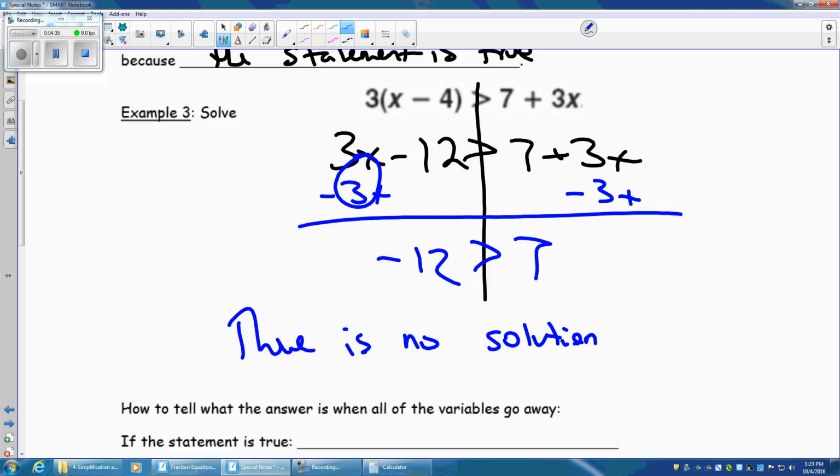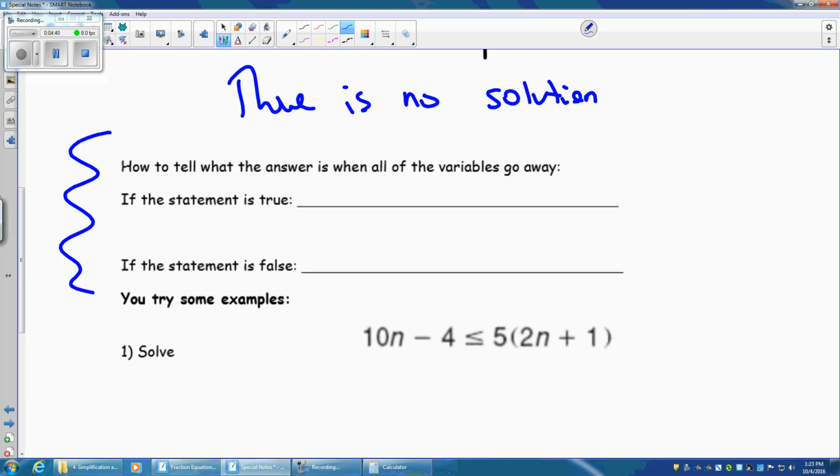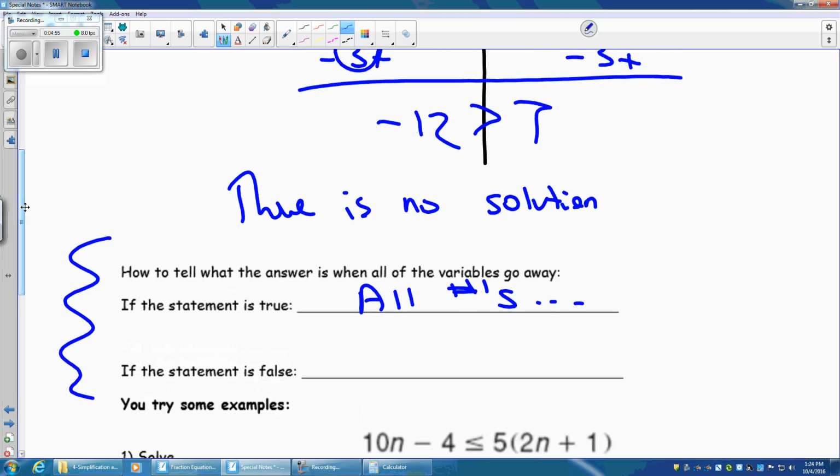So the big thing that we learned from these notes is this right here, how to tell when one of the variables goes away. If the statement is true, it's all numbers, or all numbers are a solution. If the statement is false, like this one was right here, negative 12 is greater than 7, then, like I said, there is no solution.